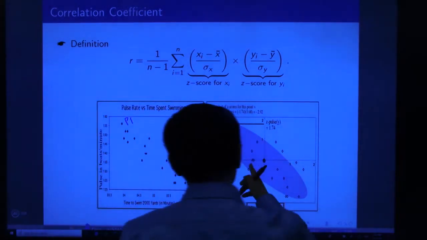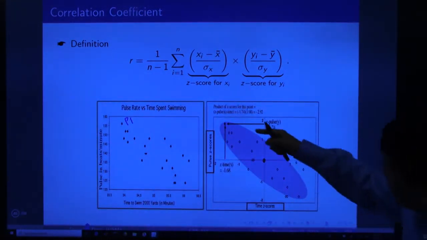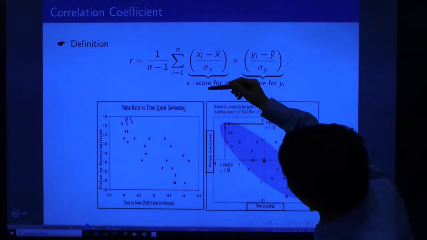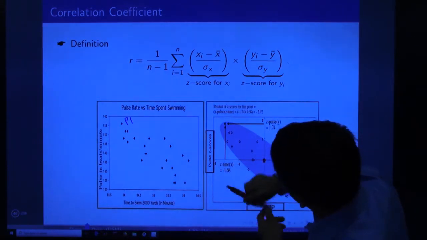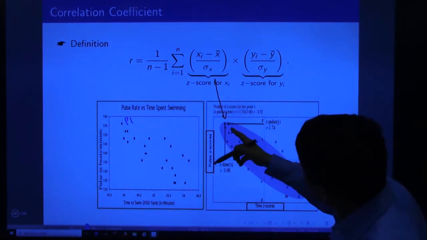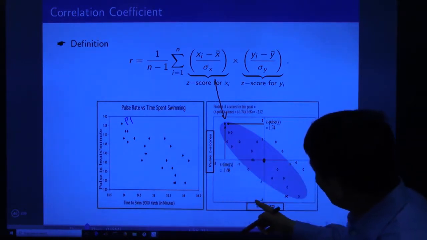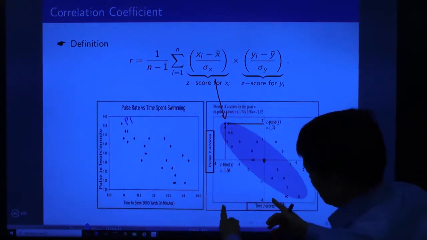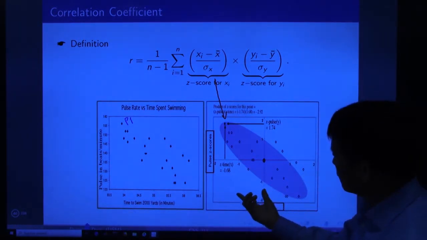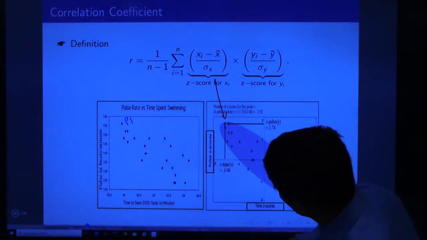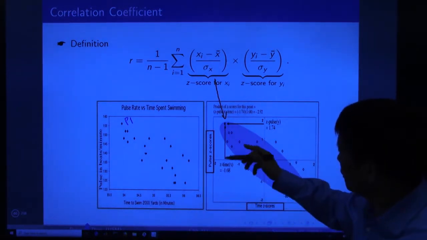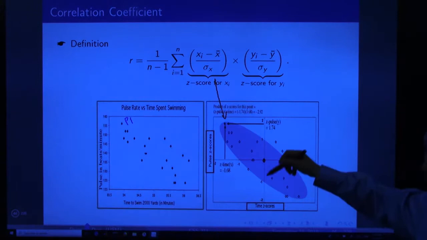In this example, we see this. For this point, we use this x value here, minus the mean of x, which is this value, then divided by the standard deviation sigma x, and this value gives us negative 1.68. The negative number is because this value is less than the mean of the x values.